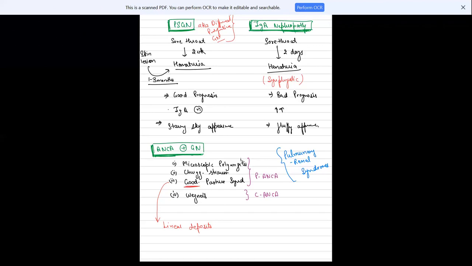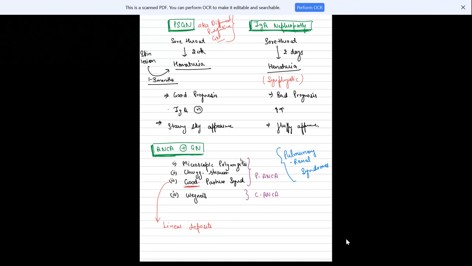PSGN is post-streptococcal, so it came later. It has a good prognosis. IgA level will be normal. Complement levels I haven't mentioned here because it will confuse you. The complement levels initially can be down, then they are normal. And the microscopic appearance is a starry sky appearance. Just remember this point, starry sky appearance in PSGN.